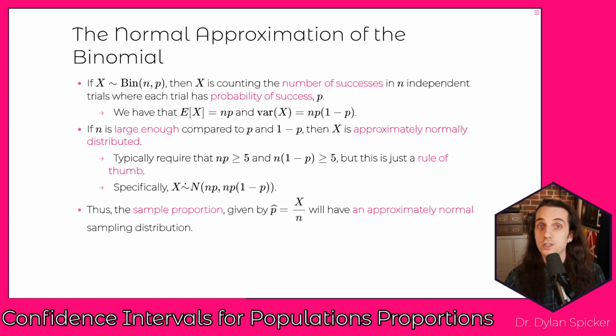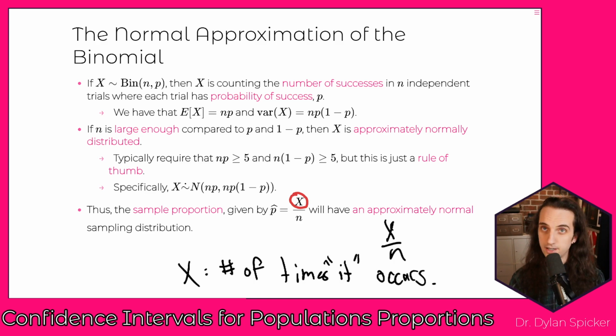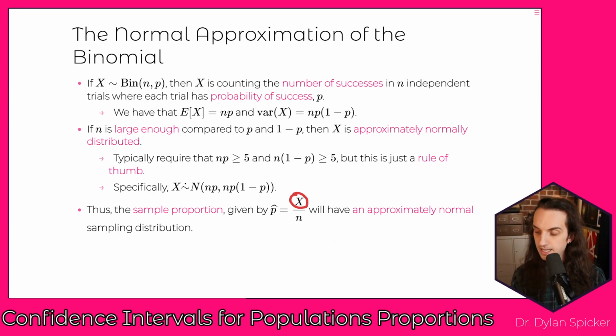Now, the sample proportion, which we'll denote using p hat, is always given by X divided by n. So the proportion of time that something happens is X, which gives us the number of observations in the sample where it happens. So X is counting the number of times "it" occurs, whatever it is, in the sample. And if you want to know the proportion, that's given by X divided by n: the number of times it happens out of the total number of times that it could have happened. So our estimated proportion is X divided by n.